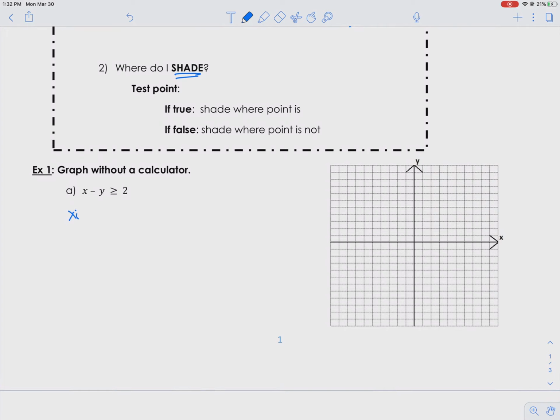Again, I'm going to use my little shortcut. If I do my x-intercept, I'll put a 0 in for my y, so I'll just get my x as 2. For my y-intercept, I'm going to put a 0 in for my x, so I wind up with negative y is 2, so my y would be -2. So I've got my dots. I just have to determine if it's a solid line or not. Notice it has that equal mark there, so I know it's going to be solid.